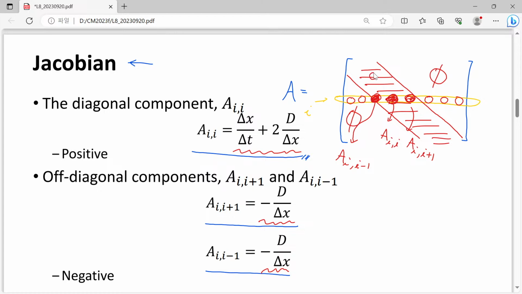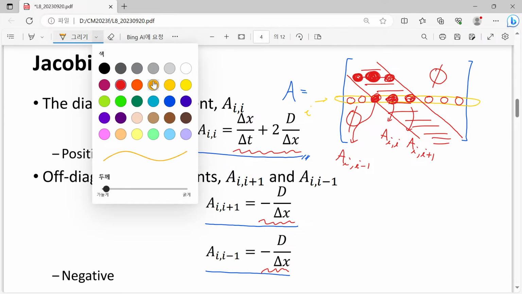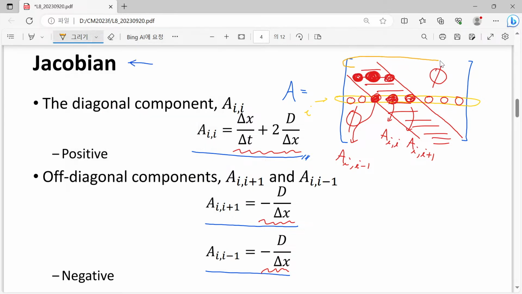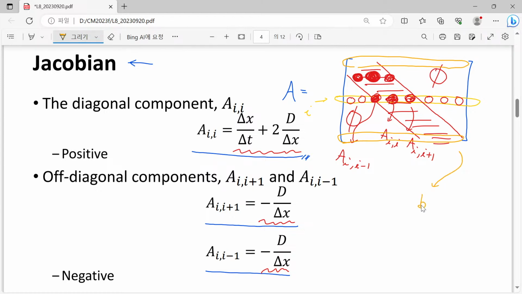Here we have a center point and just one off-diagonal for the upper and lower direction. Of course, that is not the end of the story. At the end, we have the first row and the final row for boundary conditions. Here we must apply the boundary condition, and also apply the boundary condition.